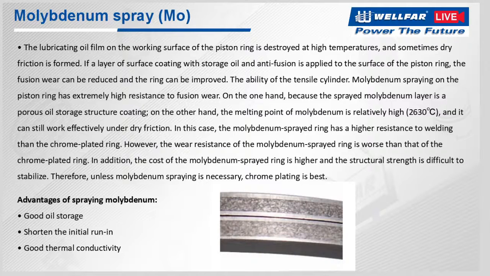In this case, the molybdenum spray ring has a higher resistance to welding than the chrome plain ring. However, the wear resistance of the molybdenum spray ring is worse than that of the chrome plain ring. In addition, the cost of the molybdenum spray ring is higher and the structural strength is difficult to stabilize. Therefore, unless molybdenum spraying is necessary, chrome plating is best.